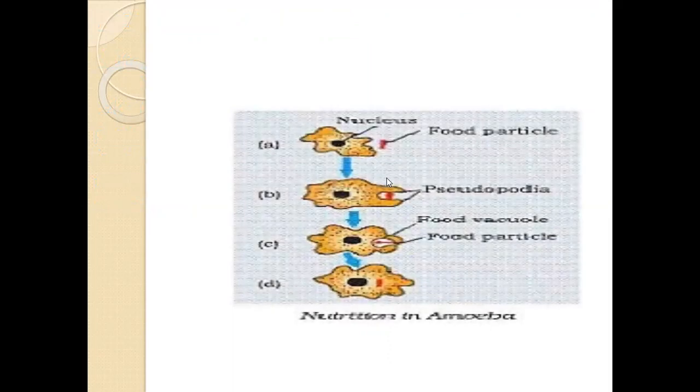So if I show you the way it gets done, you can see the red one is the food particle that is in the surroundings, and this is the pseudopodia, the false finger-like projection, which engulfs that food particle from the surroundings. The food moves into the food vacuole where it gets digested, absorbed, and undigested food is expelled out. So this is the process of amoeba.